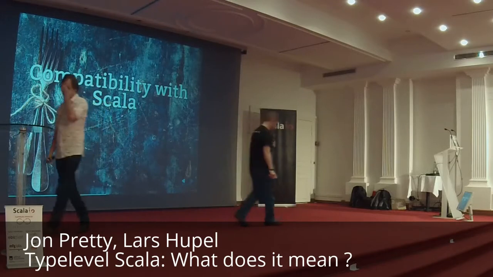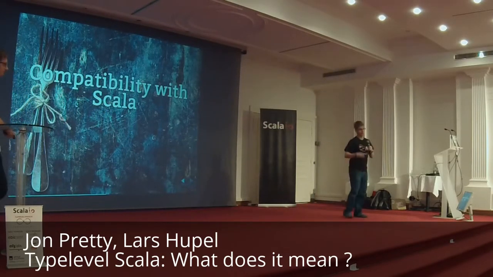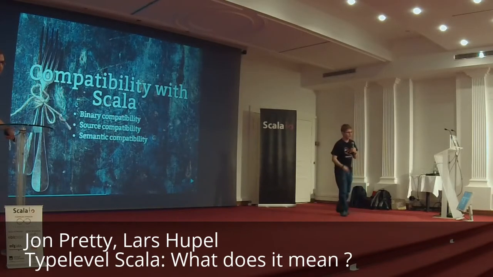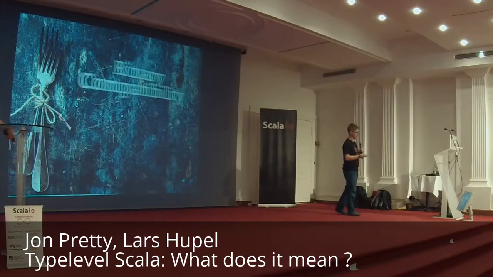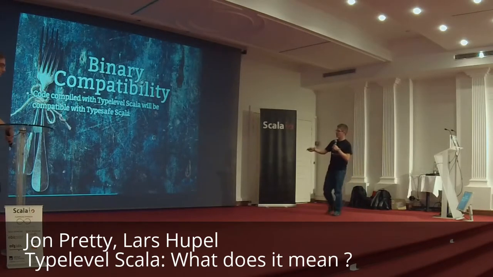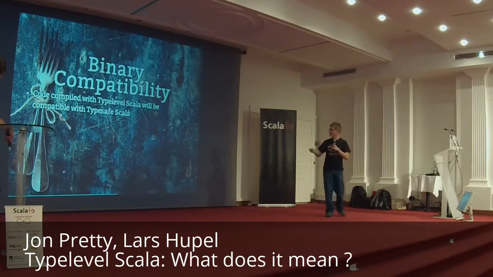Yeah, so what Jon said, policy is going to break compatibility pretty soon. I mean, it already broke it. And we are taking a different stance. So we want three kinds of compatibility: binary, source, and semantic. I think those are mostly self-explanatory, but just for an overview, the idea is that if we compile code with Typelevel Scala, it will be compatible with Typesafe Scala, so we can still link different binaries together.